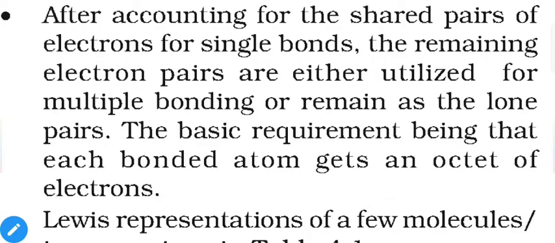After accounting for the shared pair of electrons for single bonds, the remaining electron pairs are either utilized for multiple bonding or remain as lone pairs. That means if octets are not complete, then extra electrons will be used in multiple bond formation, either double bond or triple bond formation. And if octets are complete, then they will remain as lone pairs of electrons, that means non-bonding electron pairs. The basic requirement is that each bonded atom gets an octet of electrons.